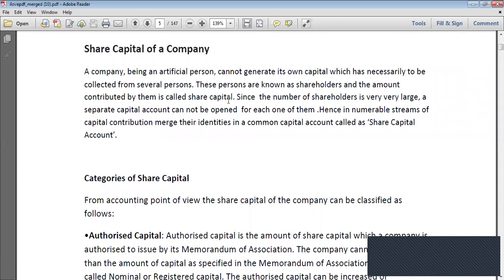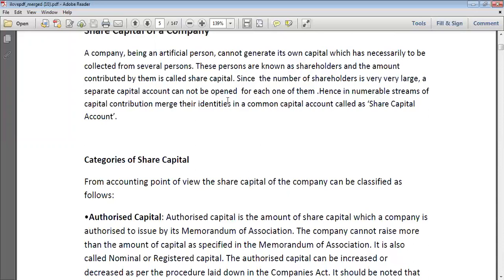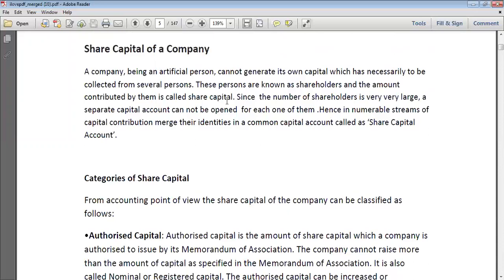So, see, before starting a company, we need a huge amount of money. We need a huge amount of capital. That huge amount cannot be collected from a single person. That's why a company divides its whole capital into several parts. These parts are known as shares, and the money that is collected through these shares is known as share capital. The persons who subscribe to these shares, who apply for these shares, are known as shareholders. So there is a huge number of shareholders who invest in a company as share capital.